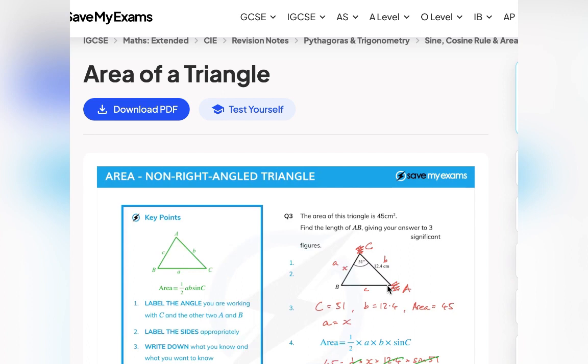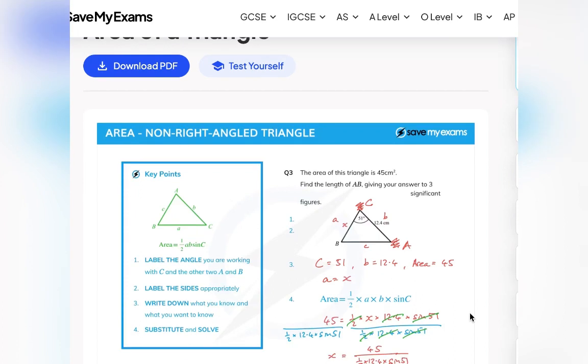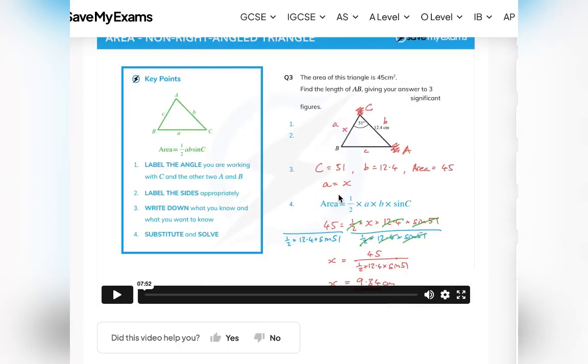Most of the time we look for the area, but sometimes they give us the area and ask us to find one of the sides. Sometimes they give you the area, the angle, and the value 12.4 here, and they ask you to find this length, which is x. So we just use the same formula. The formula for the area of a triangle in trigonometry is area equals half times a times b sine C. Okay, a b sine C.